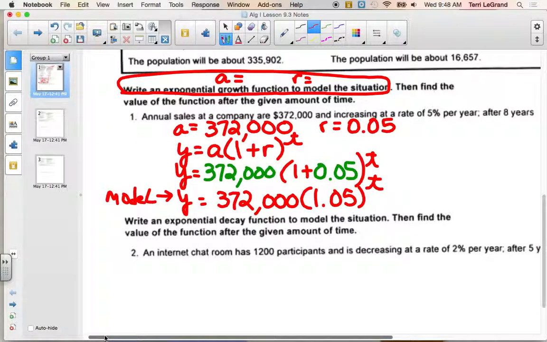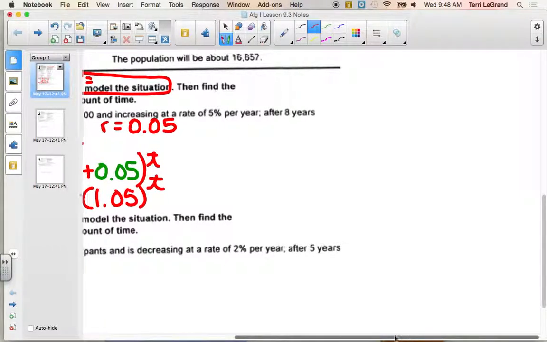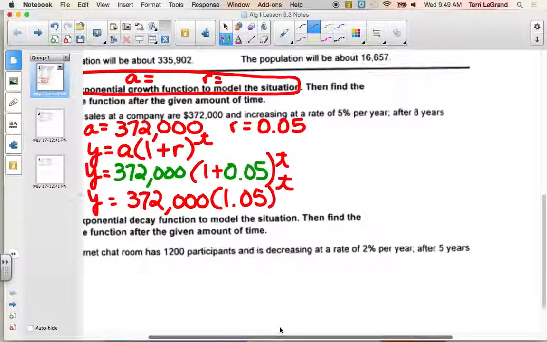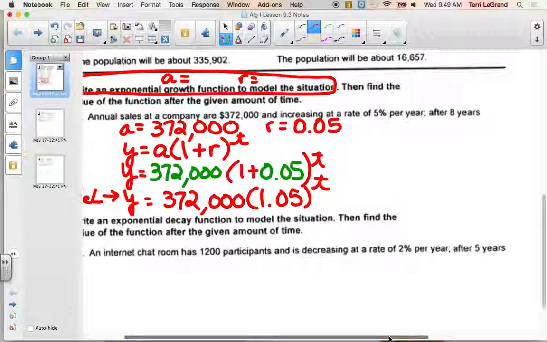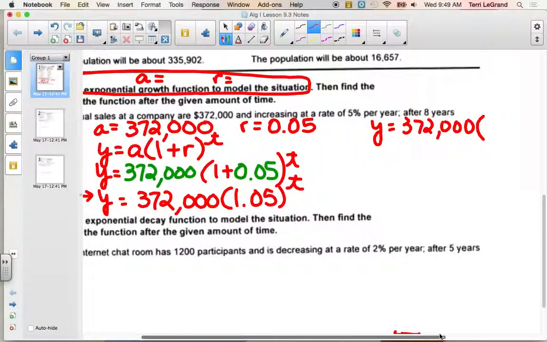So anybody have questions about setting that model up? Your model will always still have the y in it and the t in it. We'll still always have the y and the t in your model. Okay, now let's go write our model over here and let's use it. Y equals 372,000. And then we're going to have our 1.05 in parentheses. And what are we going to put in for t? 8. So now we're using our model to help find the sales.